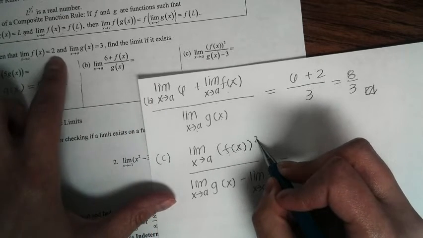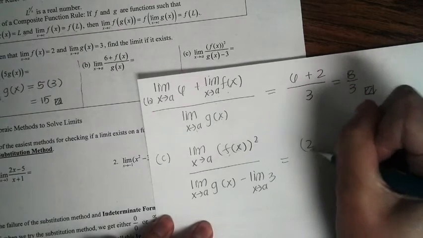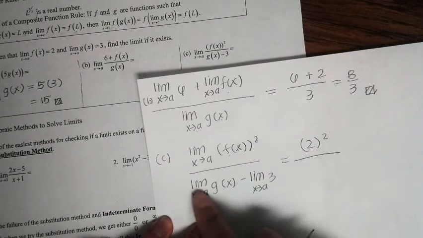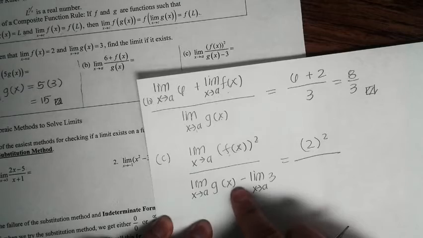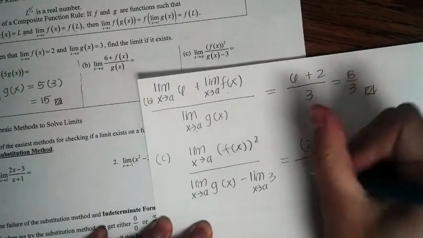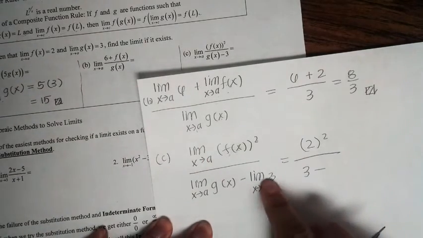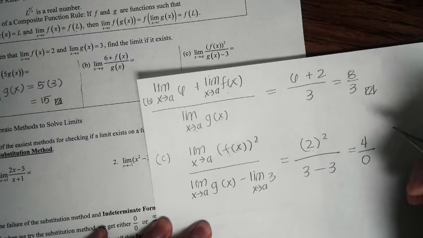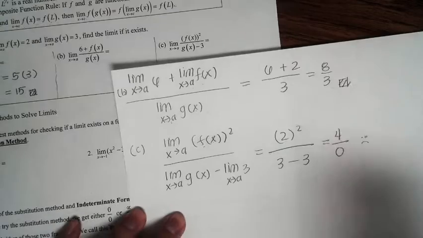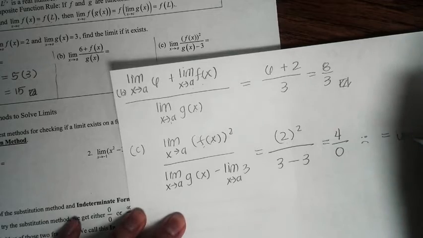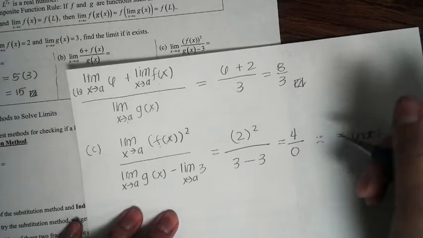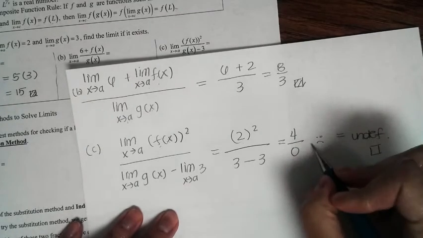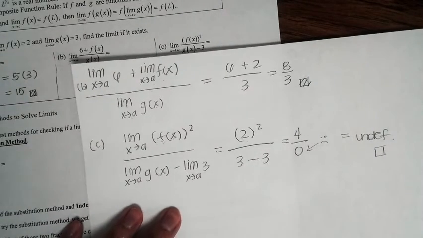Yes, what was the number? The number was 2. So this is going to be 2 squared divided by what is the limit when x goes to a of g of x? Well, we have it here, which is 3. Minus, and then what is the limit when x goes to a of 3? Just 3, right? So you are like, okay, so this is going to be 4 over 0, sad face. So this is going to be equal to what? Undefined. So I just write the undefined there. Don't write the sad face, right? I just write it because we don't like the 0 to be the denominator, but that's why.